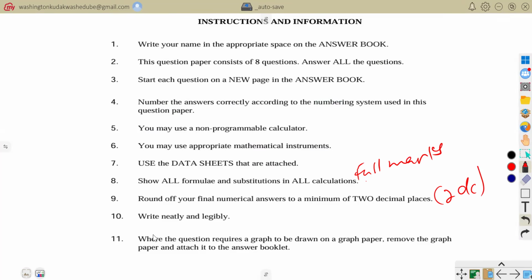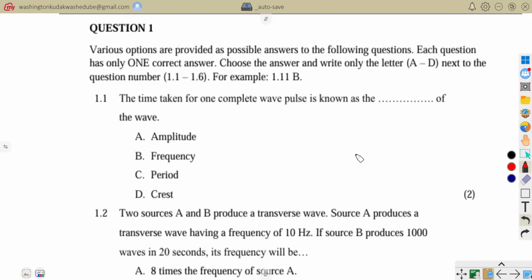Where questions require a graph to be drawn, graph paper was provided with this question paper. So graph papers are always provided and they come with question papers. You need to pluck out that graph paper, draw your graph and then attach it to your answer booklet. So let's learn to read and follow these instructions. They will help us and guide us in our writing.